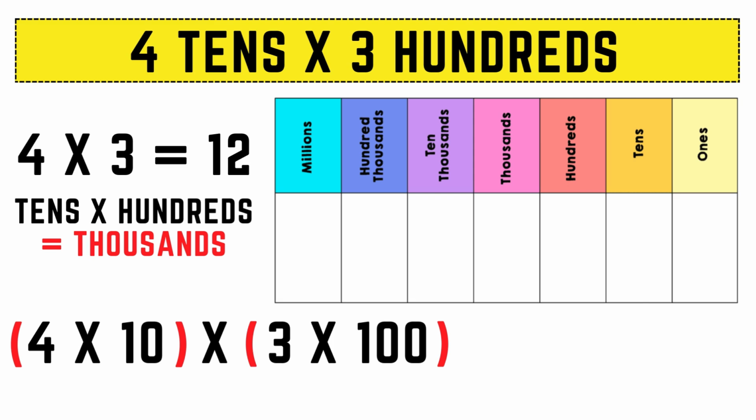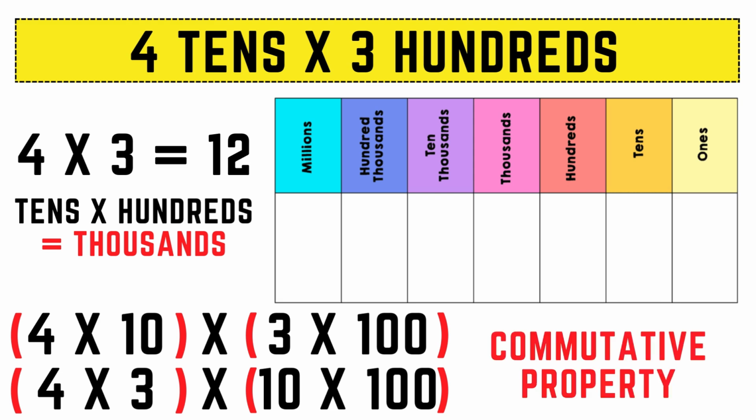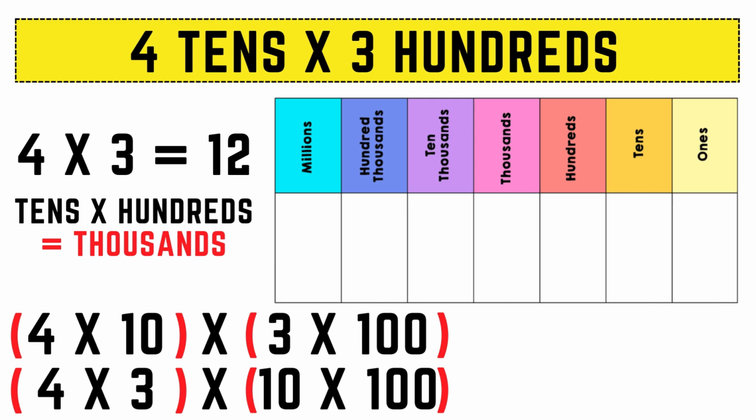It is important to put parentheses so that we will know what to solve first in the order of operations that we have. But since we have multiplication, do you think we can do 4 times 3 times 10 times 100? Certainly. Why? Because multiplication is commutative. We can interchange the order of our factors, but the product is still the same.